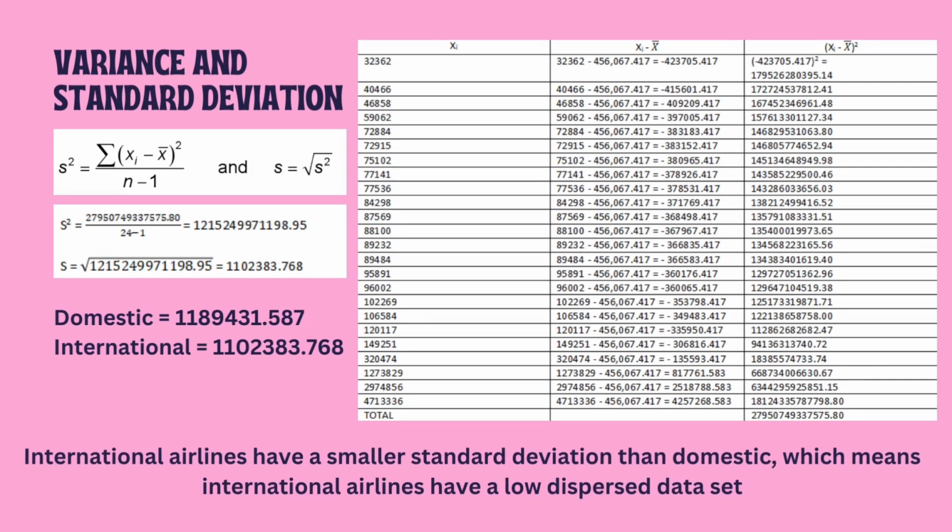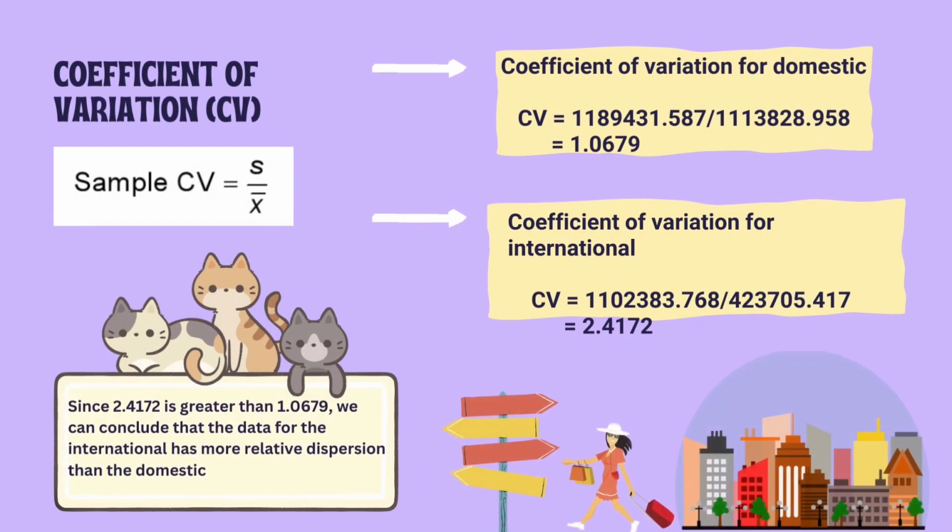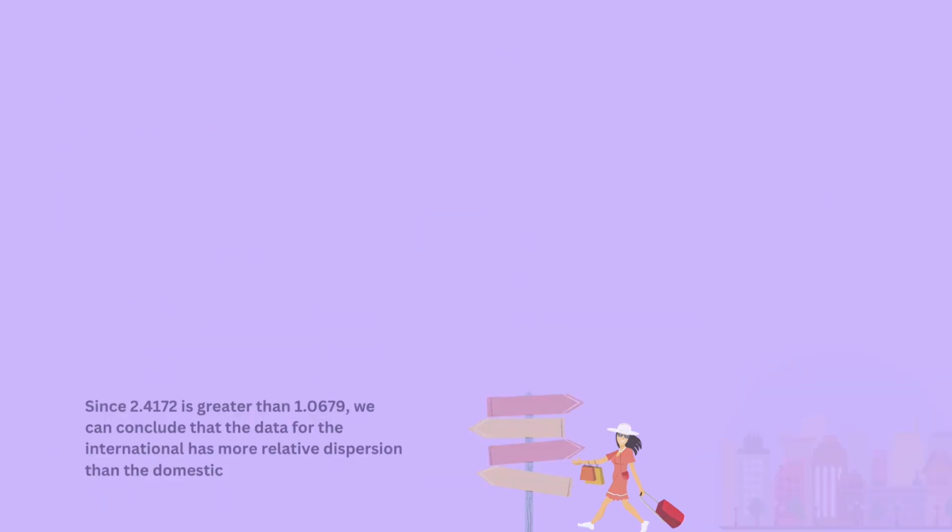For variance and standard deviation, for domestic we get 1,189,431.587, and for international 1,102,383.768. So we can conclude international airlines have a smaller standard deviation than domestic. Next, for the coefficient of variation, for domestic we get 1.0679 and for international 2.4172. Since international is greater than domestic, we can conclude that the data for the international has more relative expansion than the domestic.